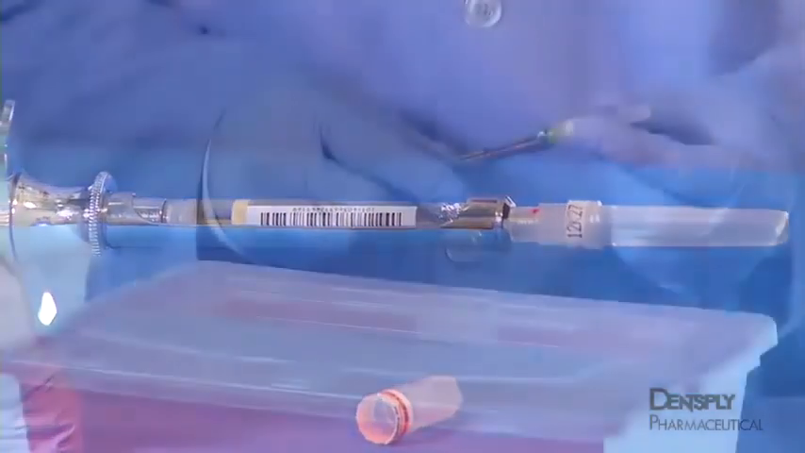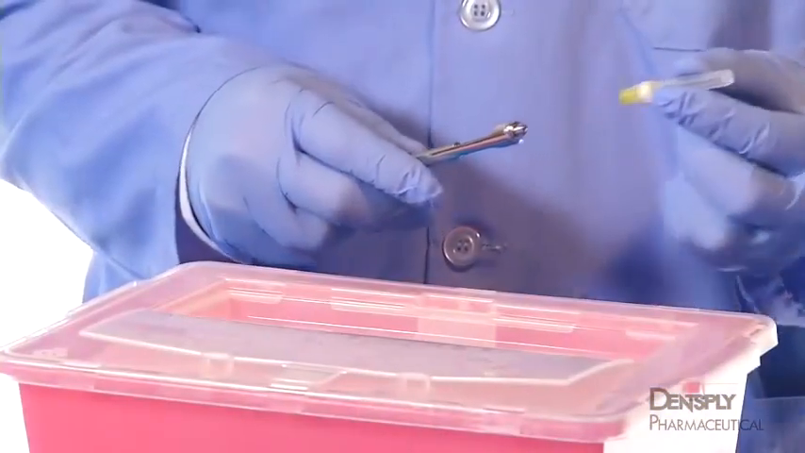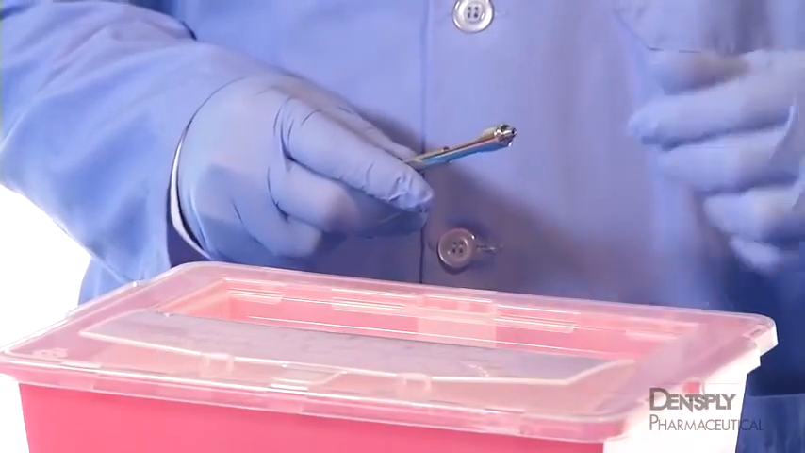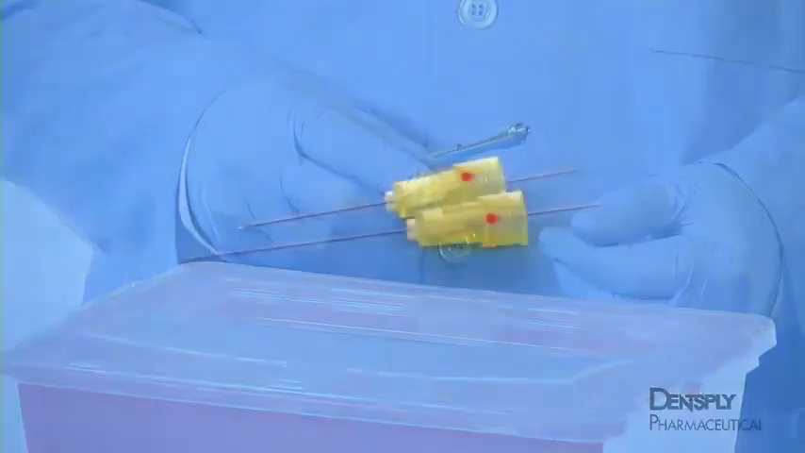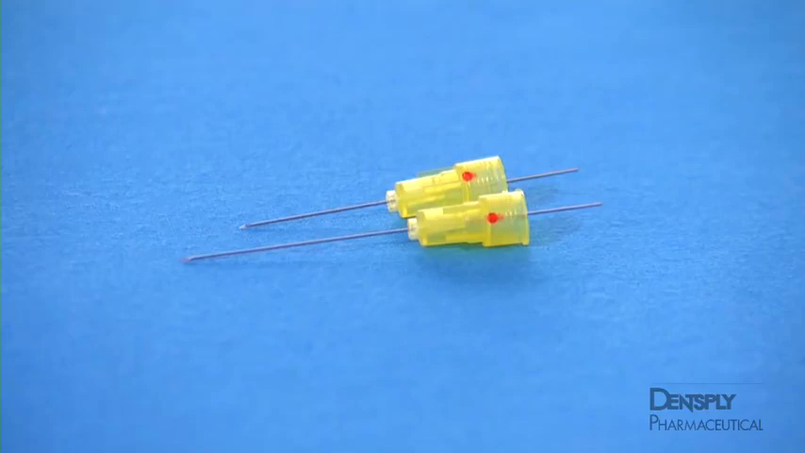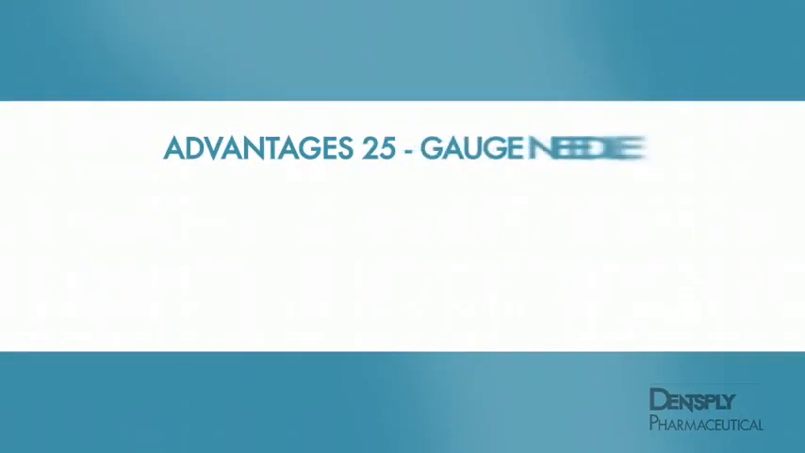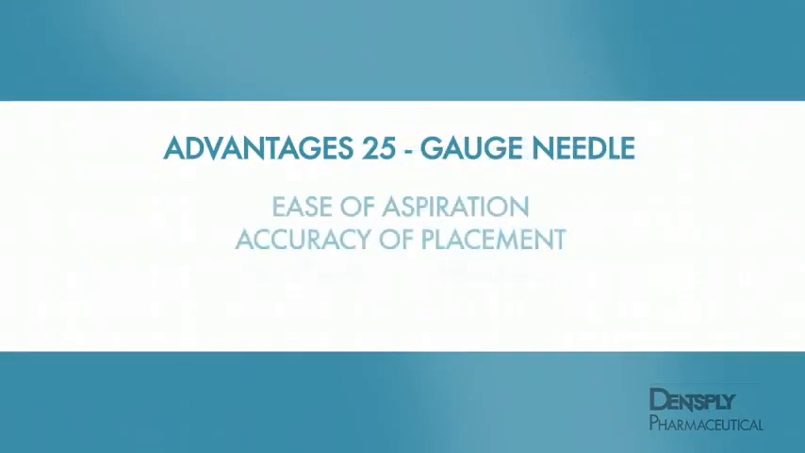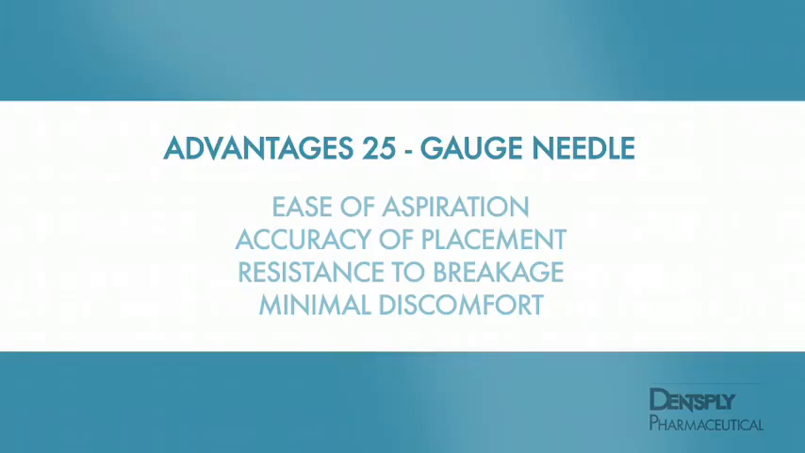Proper handling and disposing of contaminated needles are important issues in the practice of local anesthesia. For mandibular anesthesia, the 25-gauge long needle is generally preferred. Advantages of this needle include ease of aspiration and accuracy of placement, as the 25-gauge needle resists deflection and breakage. Finally, the 25-gauge needle is no more likely to produce pain than thinner needles when inserted correctly.